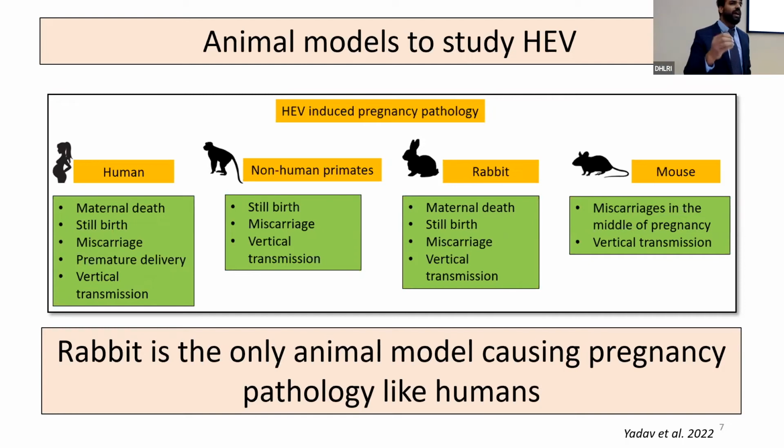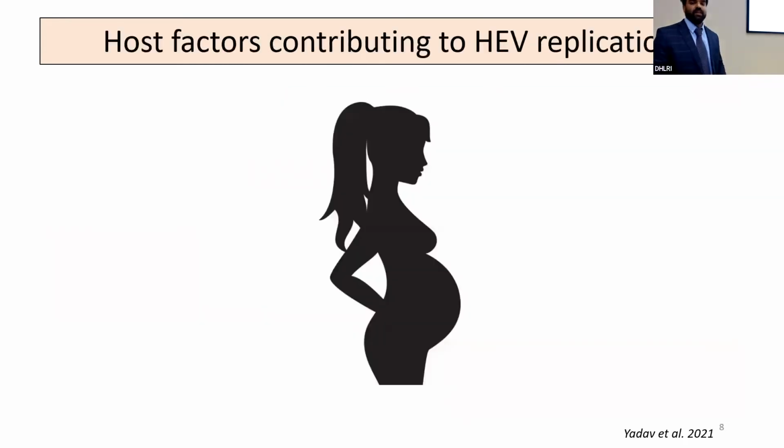So from here, what I want you all to say is that up to now, the nearest model that we can use is the rabbit. And that's also only specific to the rabbit Hepatitis E virus strain that produces pregnancy mortality. So just let's make a picture. What are the host factors till now the scientists have studied?